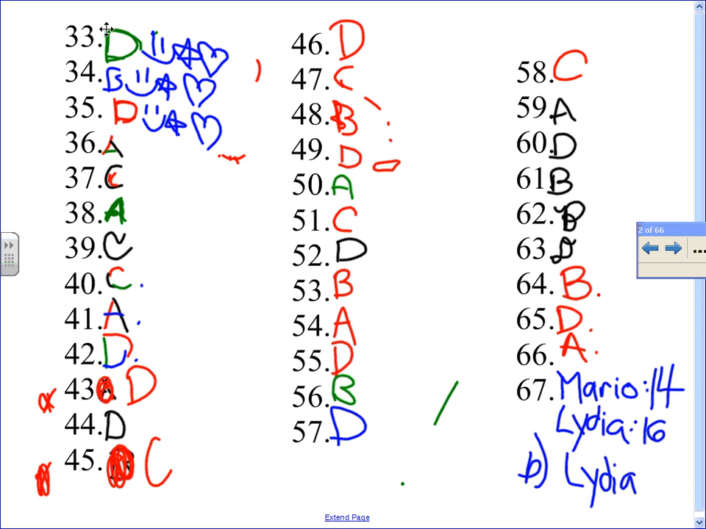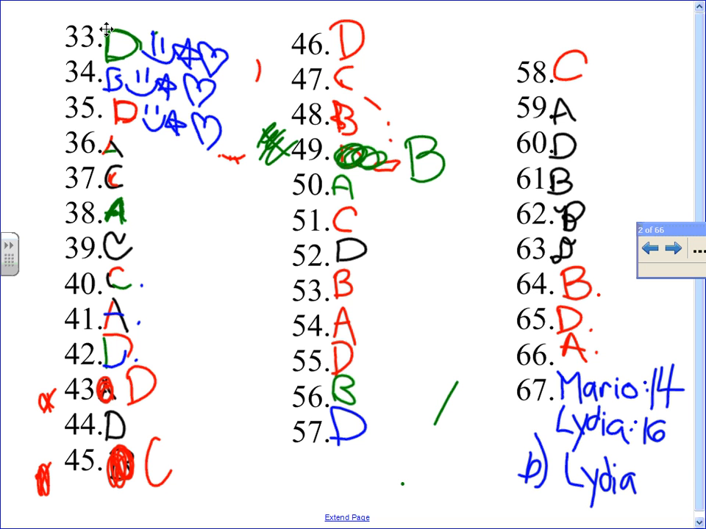Okay, 47 should be C. 48 is B. 49 is not right. 50 is A, 51 is C, 52 is D. What should 49 be? That was an easy one. You guys might have just read it wrong. Emma M? Good. It should be B. Okay. Any questions on 47 to 52?